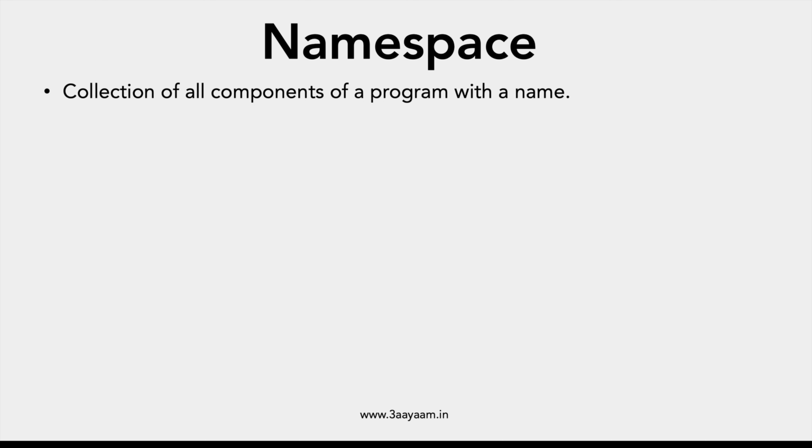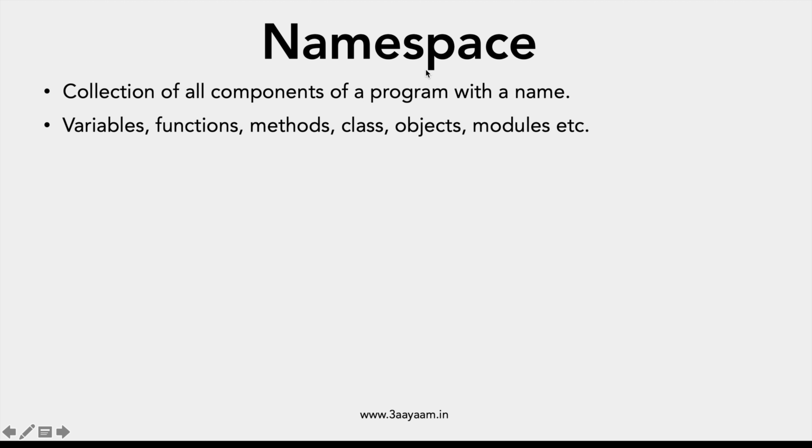The final thing that I want to talk about on this particular topic is namespace. So namespace is a concept. There's no hands-on as such, just to make you understand what this is. So it's a collection of all components of a program with a name. Whenever we start a program, the namespace is the name of the program itself. So all the variables, functions, methods, classes, objects, etc. would be inside of the program's namespace.